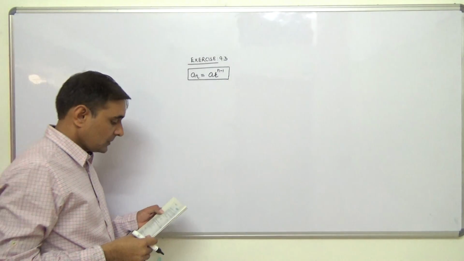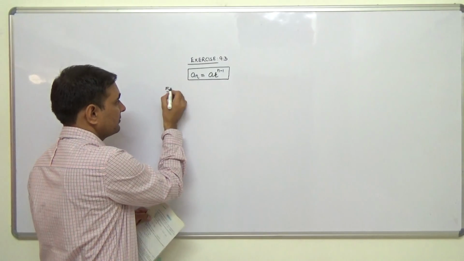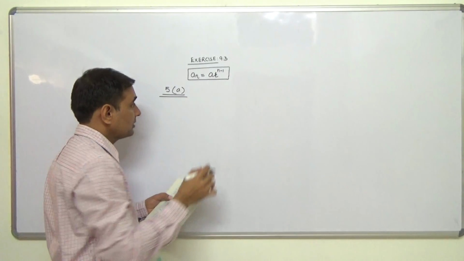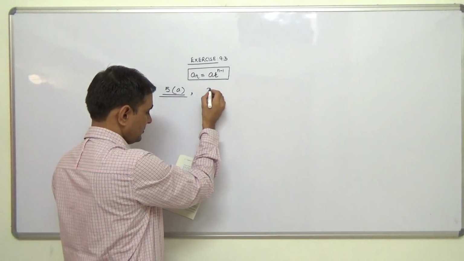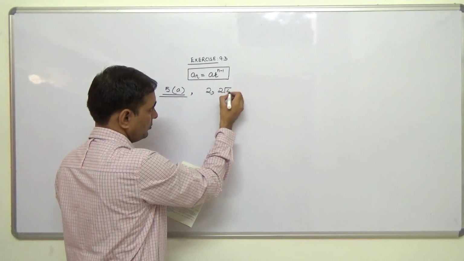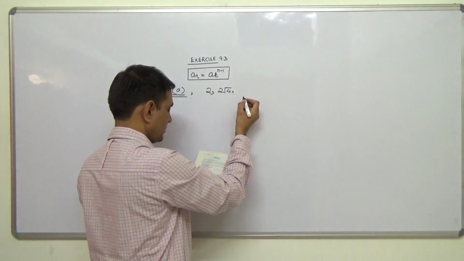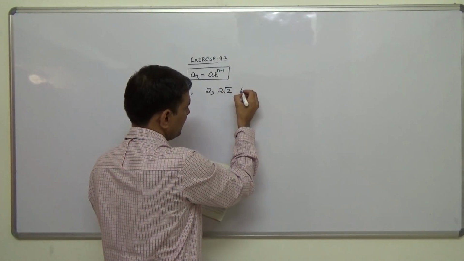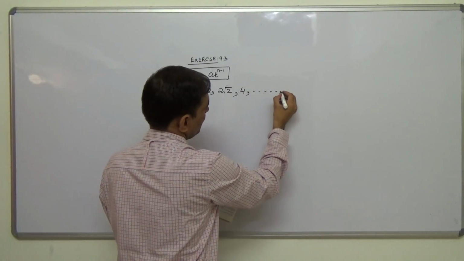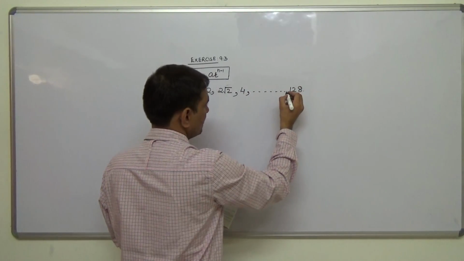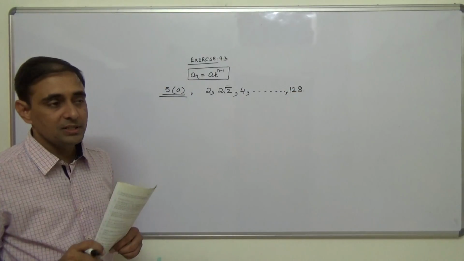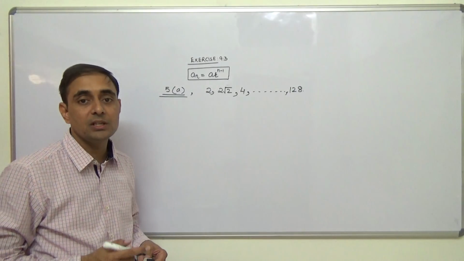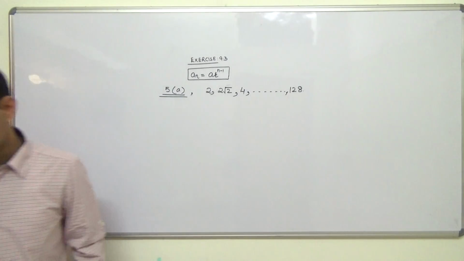So in question number 5, the first part is we have a sequence 2 root 4, 2 root 2, then 4 and 128. One term of this sequence is 128 and we do not know which term of this sequence is 128, right? That is, we have to find n.